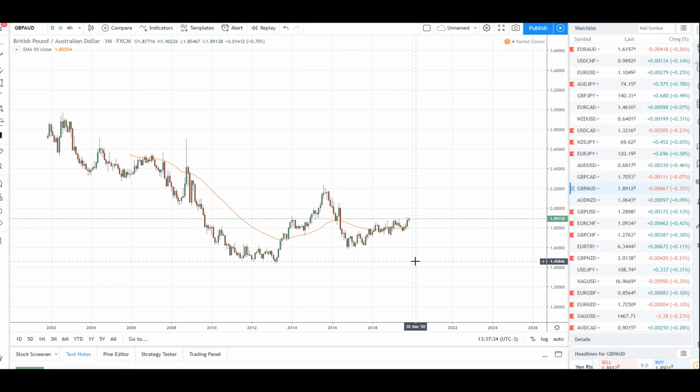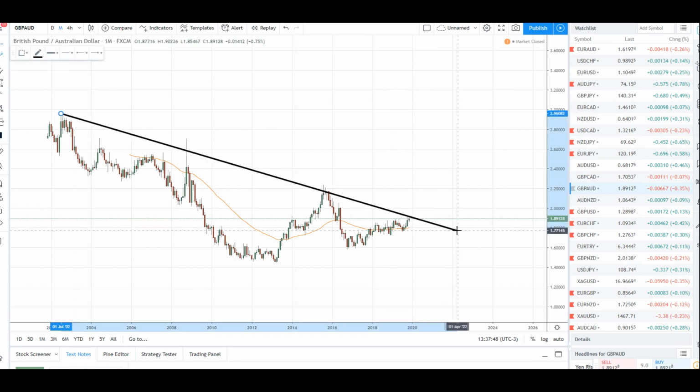So let's have a look at some other currency pairs just to see if we can do the same thing over here. GBP AUD. So we're starting off on the monthly. As always, very simple. We're gonna identify our areas of sensitivity, trend lines, and all that. So this first thing we're gonna do is just add the trend line.